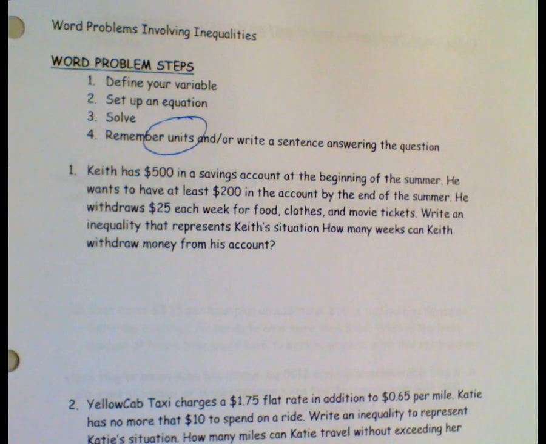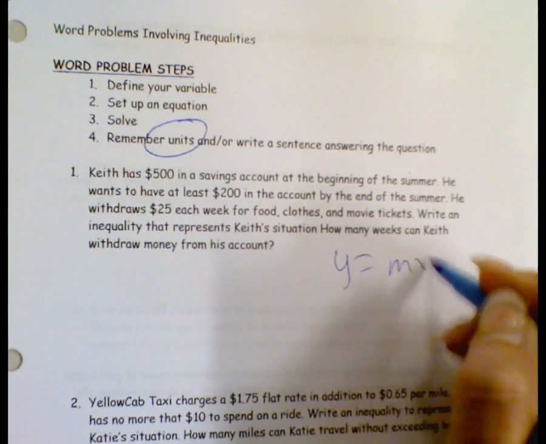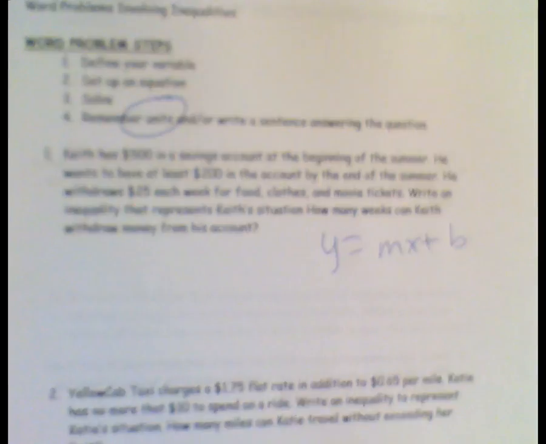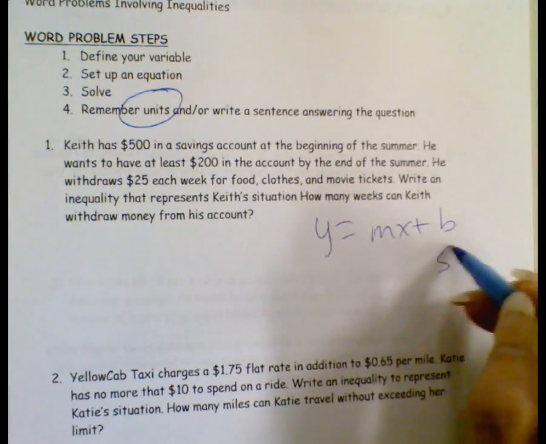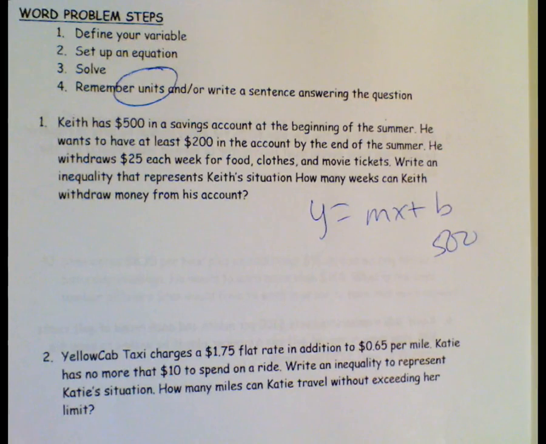All right, so it says Keith has $500 in a savings account at the beginning of summer. How many people have money in their savings accounts right now? All right, so that's money that you have right now. That's kind of like a y-intercept in a line. Does that make sense? If you have y equals mx plus b, $500 is considered a starting amount. So you would put that where b is. Does that make sense? If you were graphing your money, you would start at $500 on the y-intercept.